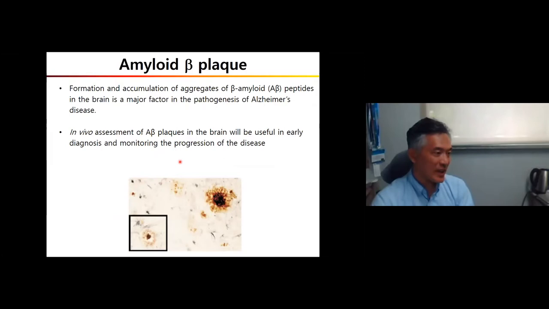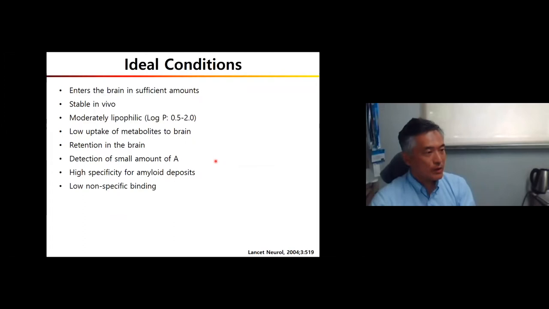As you know, the amyloid plaque deposit is located outside of the neuronal cell, so we can develop the detection of amyloid plaque location with PET imaging tools. First of all, the ideal conditions of an amyloid plaque imaging agent. Here you can see that a sufficient amount of radiopharmaceutical should enter the brain.